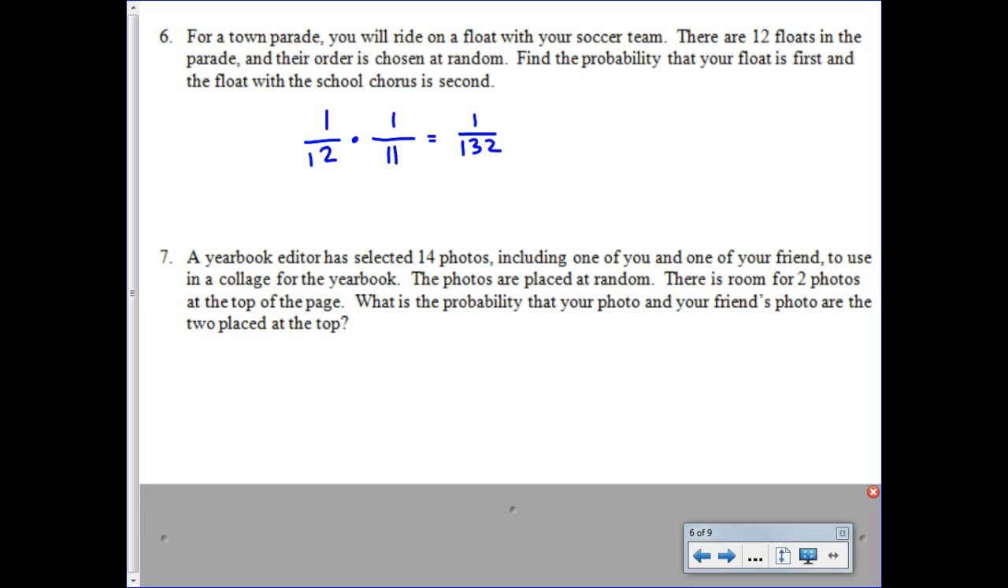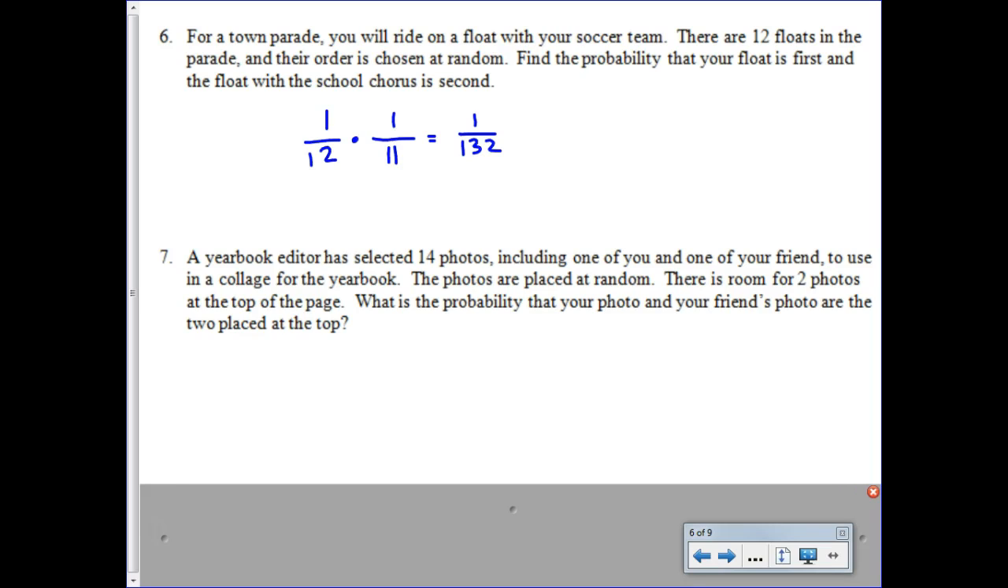So you don't care whose photo is placed at the top, or whose photo is placed first. You just want the 2 of yours to be placed. So, we have 14 photos. We have a spot for 2 at the top.